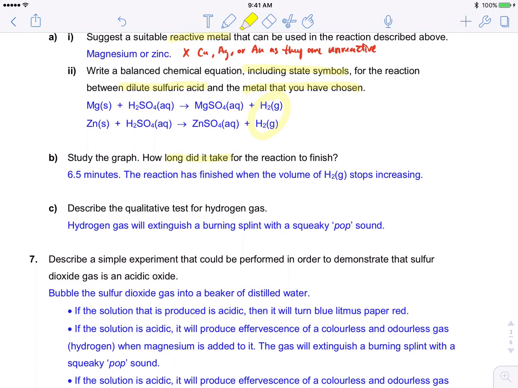How long did it take for the reaction to finish? 6.5 minutes. We will accept any answer from 6 to 7 minutes. So if your answer is 6 minutes, you mark yourself correct. 7 minutes, you mark yourself correct. Describe the qualitative test for hydrogen gas. Extinguish a burning splint with a pop sound.